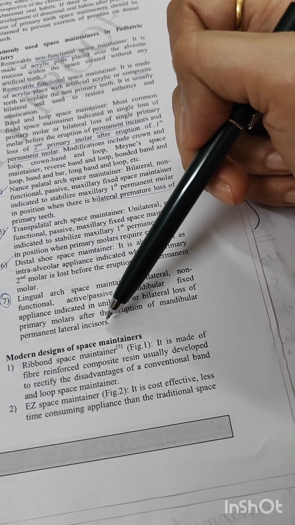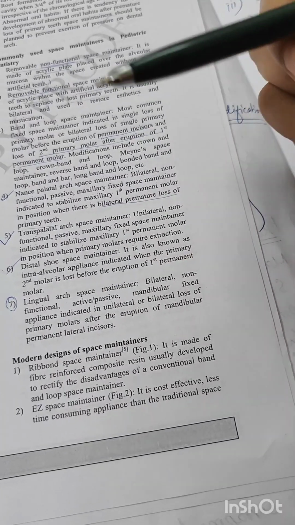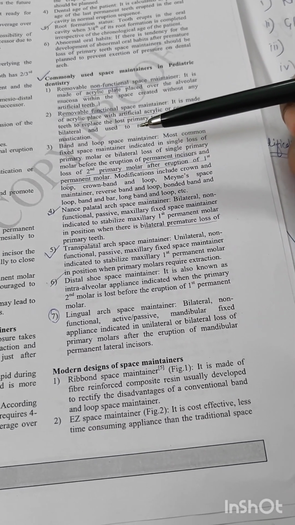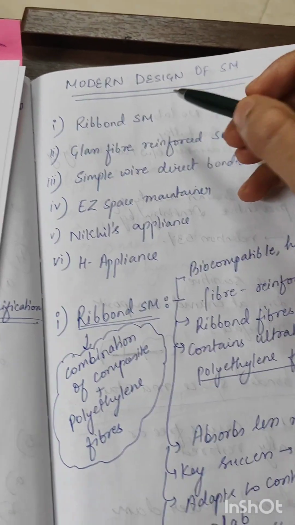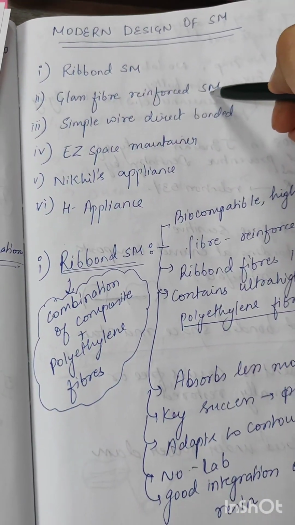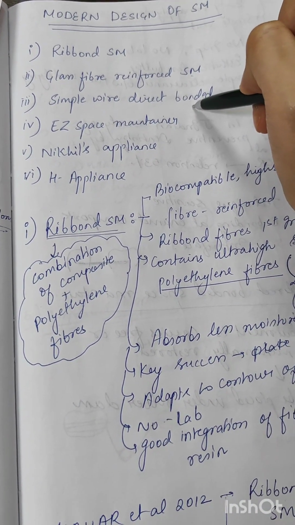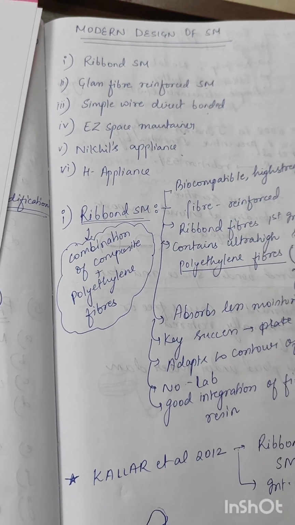Okay, if the mandibular permanent lateral incisors are not erupted, you can give a band and loop space maintainer. So you have to be very thorough about what type of question is being asked and what is the requirement. Now coming on to the modern designs of space maintainer: ribbon space maintainer, glass fiber reinforced space maintainer, simple wire direct bonded space maintainer, EZ space maintainer, Nichols appliance and H appliance. These are the modern designs.